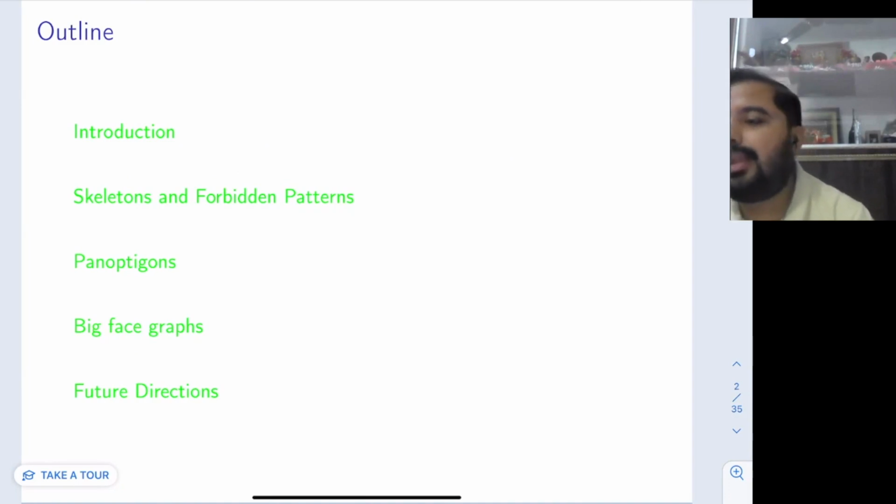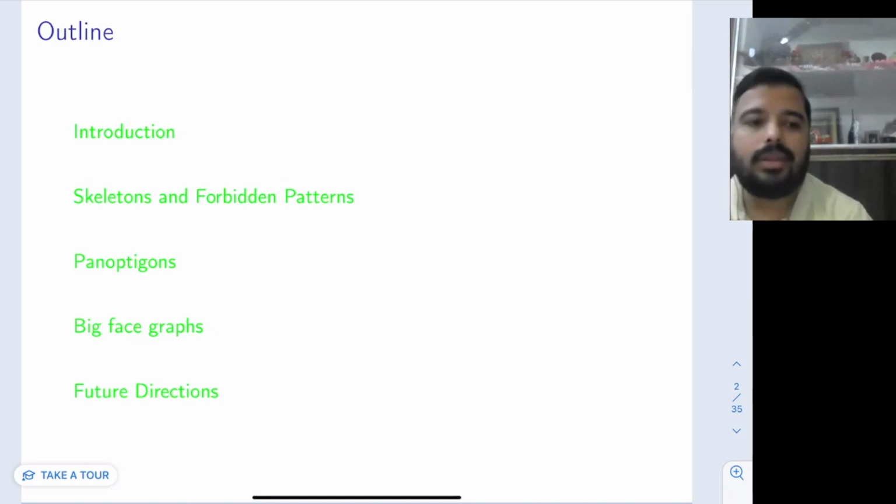Just to give you a brief idea of what we'll be talking about in this talk: firstly, briefly, I'll introduce the central theme about what these forbidden patterns are, and these are related to metric graphs, which we'll call skeletons. And I'll talk about what new forbidden criteria or patterns we were able to find and what they actually forbid. The second part of the talk will deal with defining panoptigons, and then the classification and enumeration result that we were able to prove.